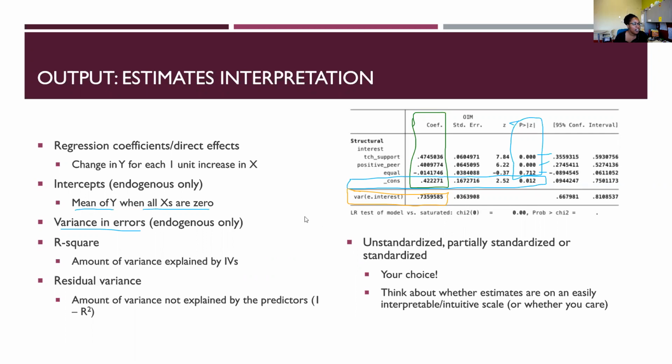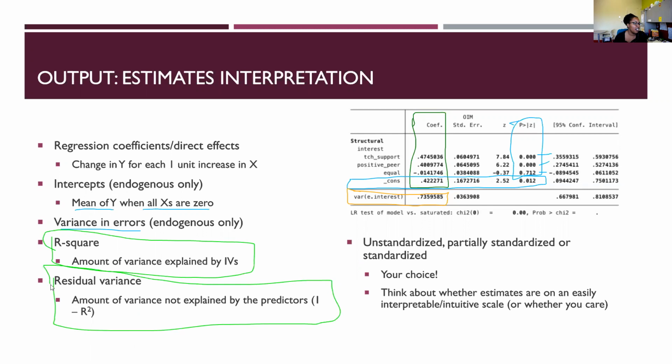And then it's not in this output, but you can request for Stata to show you the R-square value. So just like in regression, it's going to be the amount of variance in the dependent variable, interest in this case, that's explained by your independent variables. You can also request the residual variance, which is just the inverse of the R-square, 1 minus R-square.